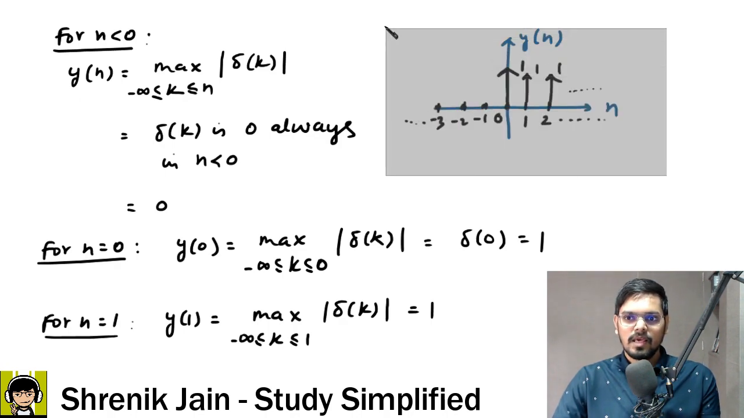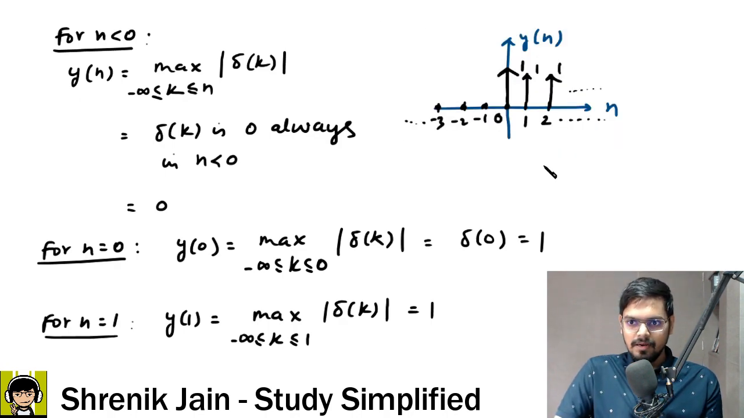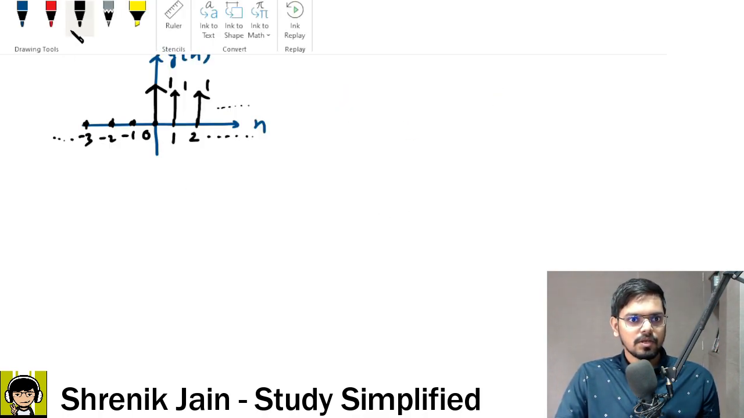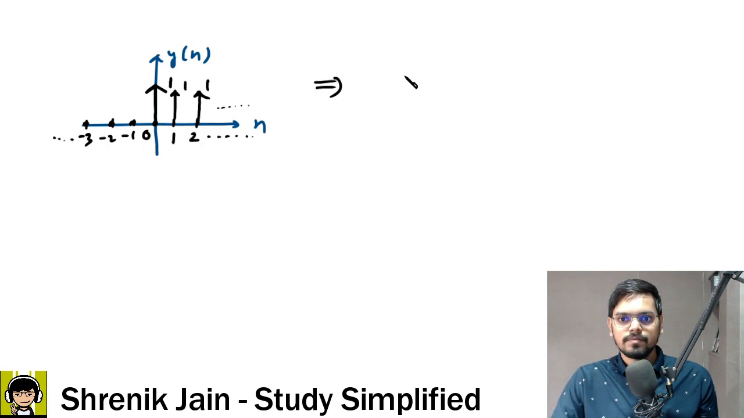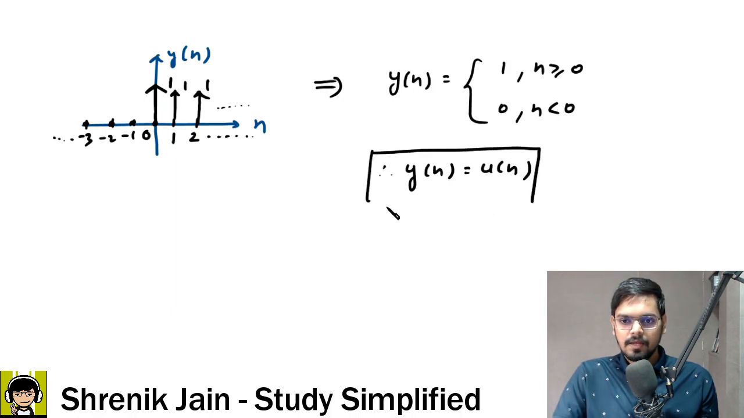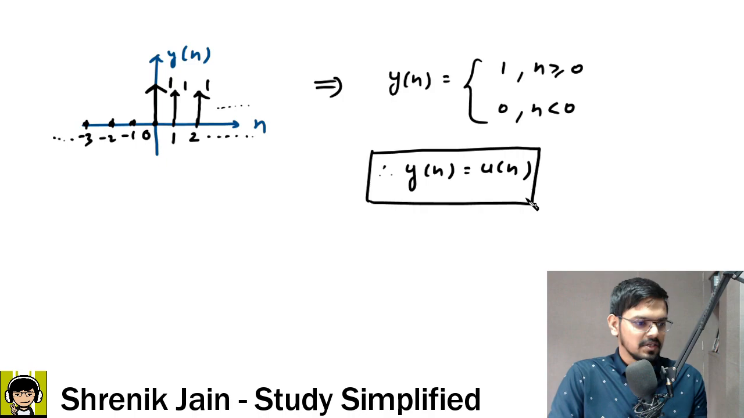Yes or no? If I copy this graph to the next slide, and if I ask you guys, isn't this the nature of u of n? What is y of n behaving as? Y of n is behaving as 1 when n is greater than equal to 0. It is 0 for n is less than 0. Therefore, y of n is u of n. This is the answer. Understood? Then do let me know in the comment section yes.